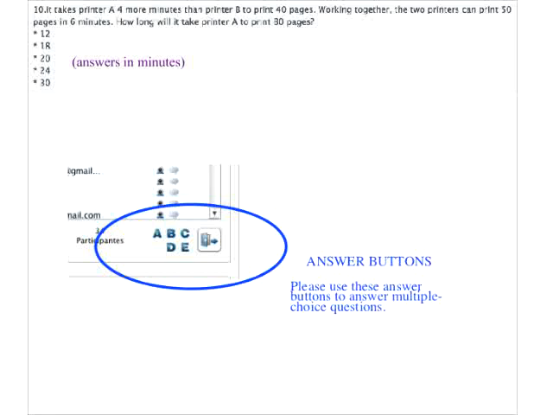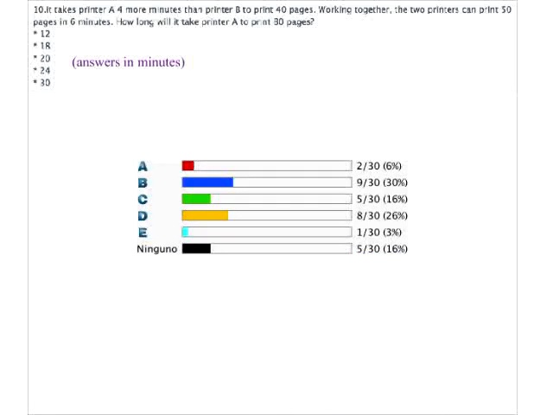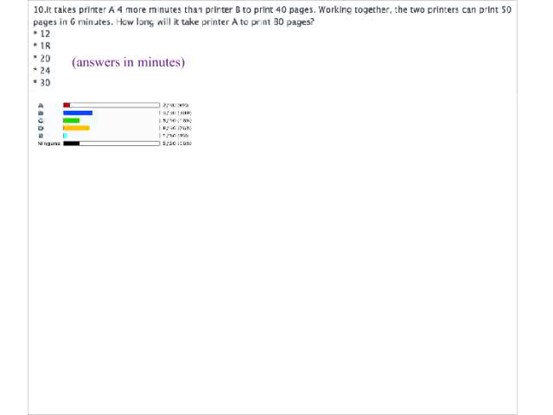Okay, if you're one of those 4 people, again, if you're not answering, you're not preparing yourself. But here are some statistics for the class. So we're kind of all over the place on this one. So let's take a look. What's the situation here? What are the quantities in the problem?